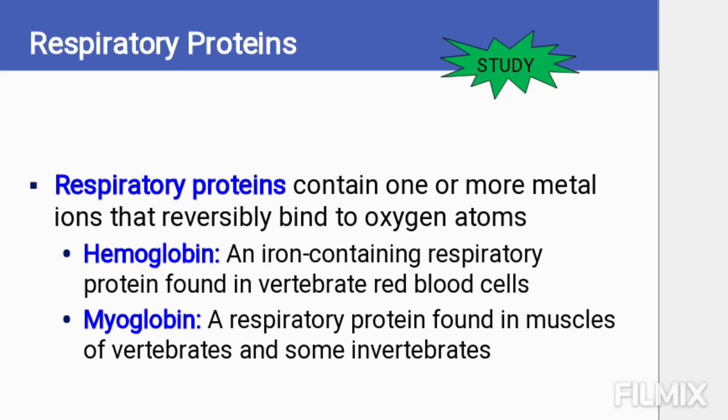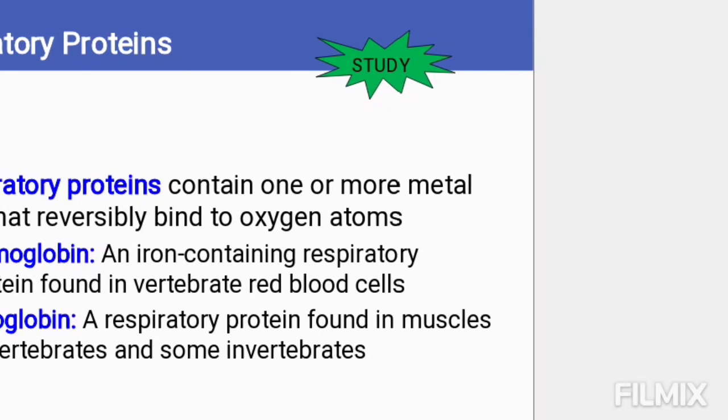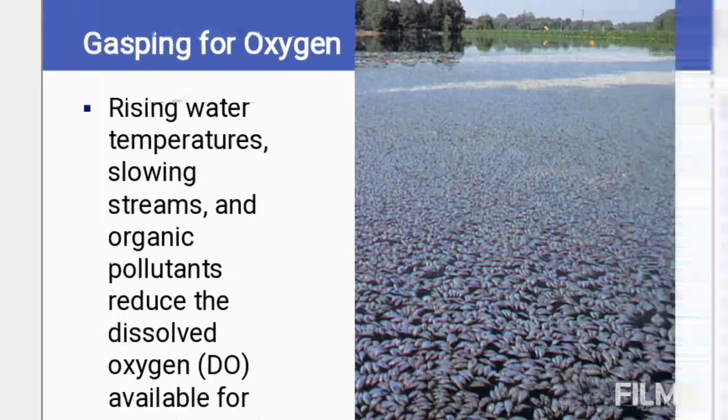Then respiratory proteins. Respiratory proteins contain one or more metal ions that reversibly bind to oxygen atoms. Hemoglobin is an iron-containing respiratory protein found in vertebrate red blood cells. Myoglobin is a respiratory protein found in the muscle of vertebrates and some invertebrates.